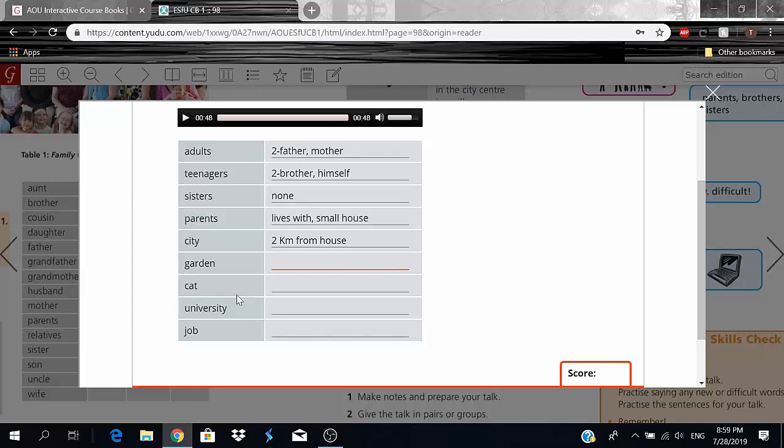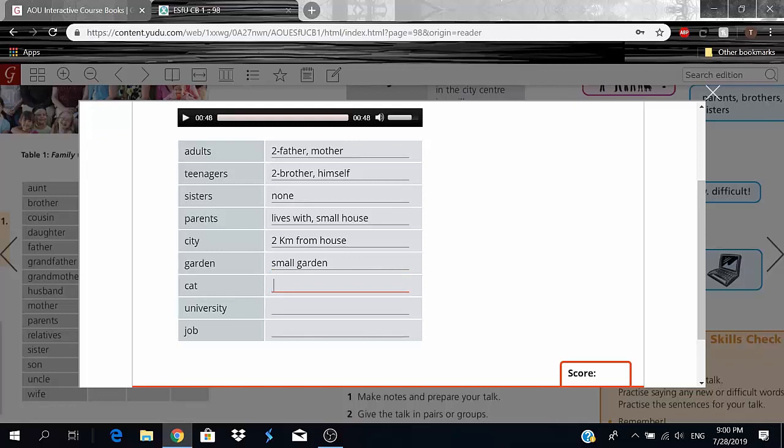So always practice making notes in your free time. Okay, so here we have garden, and I think he said something along the lines of they had a small garden. So instead of saying a small garden, I could just write small, okay? If it's too advanced right now, I could say small garden, okay? But whatever you're comfortable with.